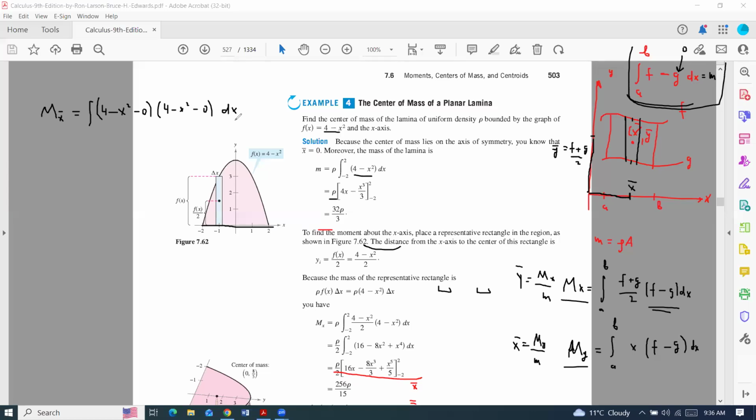And once it's set up, notice we go from minus 2 to plus 2, our integration, right? And you get something here when you integrate. So basically, you have that one over 2, sorry, denominator over 2. So we need to be careful. Then you multiply these two parentheses, distribute and integrate, and you get your y coordinate, which is 256 rho over 15.